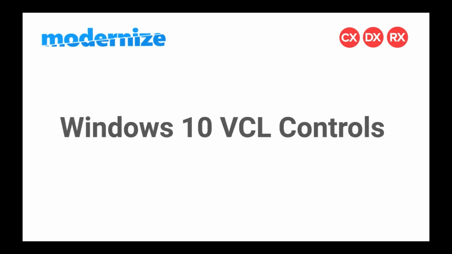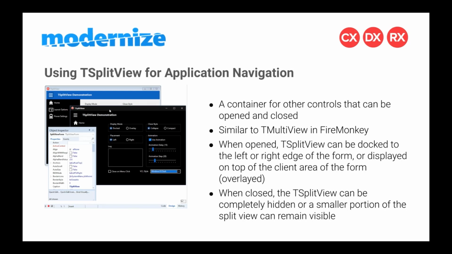Let's have a look at our Windows 10 VCL controls that we provide out of the box. Now, if you're looking to add application navigation with a Windows 10 look and feel to your existing applications or new VCL applications, you can use what's called the TSplitView component. This component is very similar to what we have in FireMonkey with the multi-view component in that it's a container for other controls that can be opened and closed. So for example, you can easily have a drawer navigation using this hamburger icon and then show and hide your left navigation in your application. It can be either docked on the left or the right side, or it can be displayed on top of the client area. So it has a variety of different features and settings that you can take advantage of.